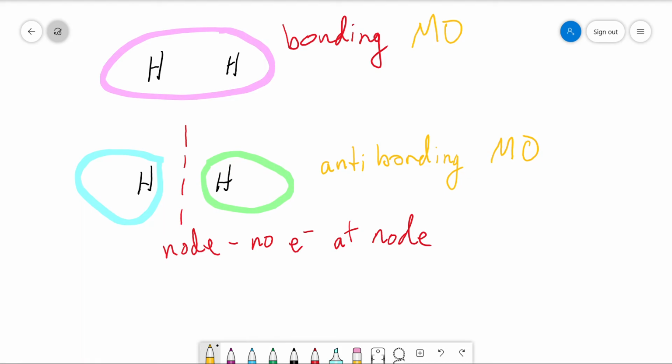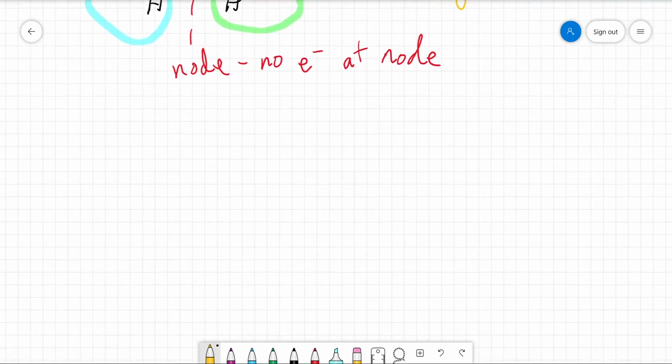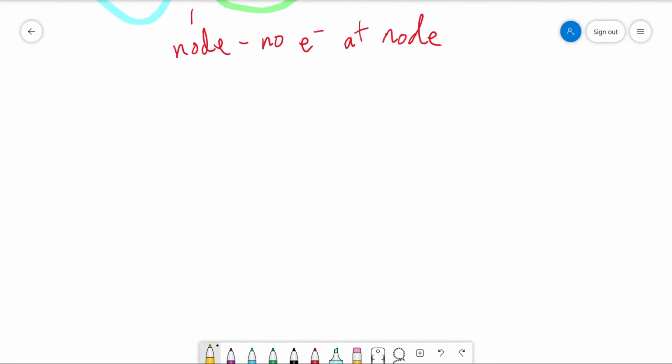So the idea behind a bonding and anti-bonding is the anti-bonding orbitals cancel out the bonding orbitals, and we'll see that in a minute. Okay, but if you have bonding orbitals and anti-bonding orbitals in equal amounts, they will cancel each other out, and you don't get a bond. Okay. There's also such a thing as a non-bonding orbital, but we're not going to talk about that.